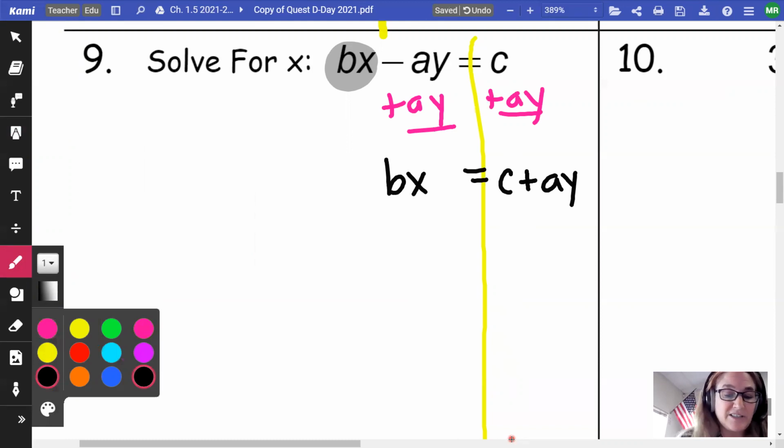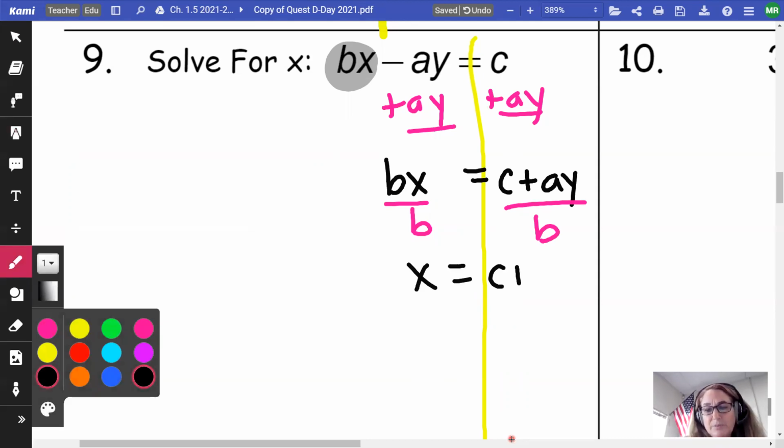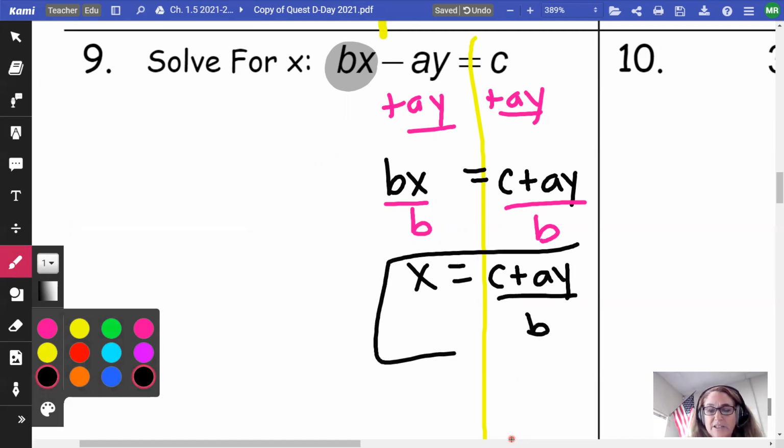Now I need to get the x by itself, so I'm going to divide by b. I can either divide each of these separately by b, but what I would probably do for this problem is divide this whole side by b. So I'm going to get x is equal to c plus ay all over b, and that is our answer.